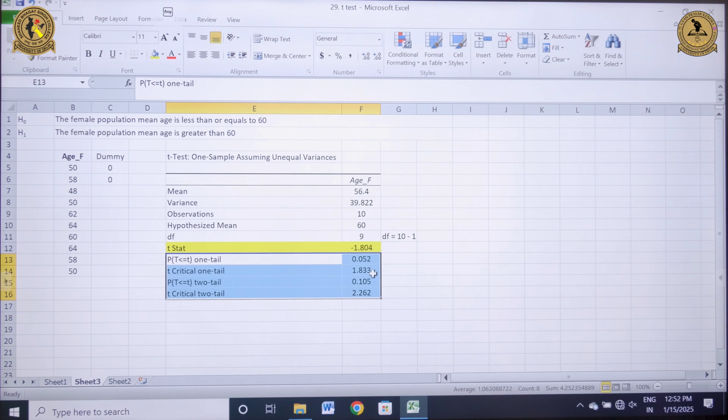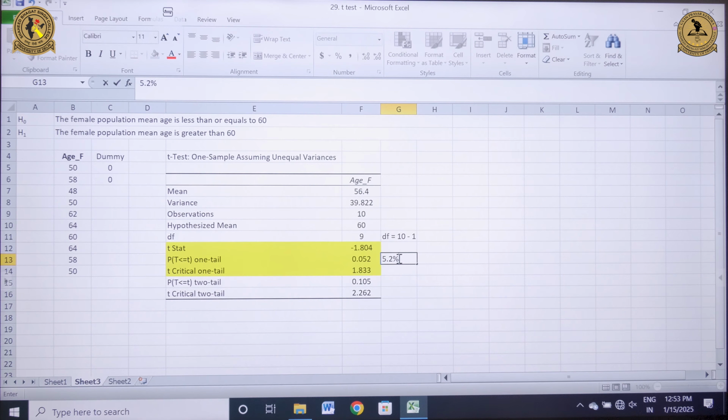The output also mentions the p-value and the critical value of the one tail as well as the two tail test. Since this numerical is a perfect example of a one tail test, I will reject or not reject my null hypothesis based upon the p-value and the critical value of the one tail t-test. Now as you can see, the p-value of this test comes out to be 5.2%. This value is greater than the 5% level of significance, hence we do not reject the null hypothesis.